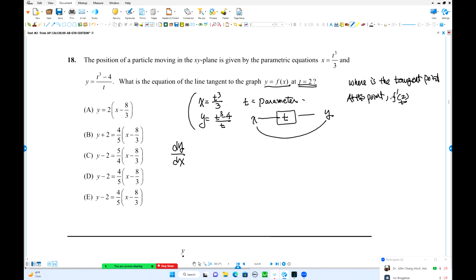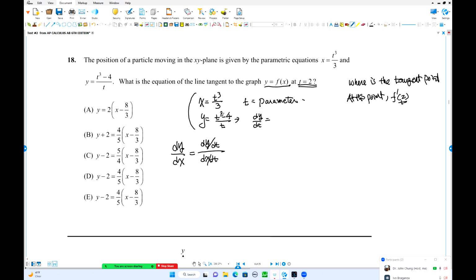Slope of tangent. So dy dx is actually the same, you can divide by dt on both sides: dy dt over dx dt. Same thing, right? So dy dx is exactly equal to dy dt over dx dt. So dy dt can be obtained from here. Take out dy dt. I'm going to delete this one.